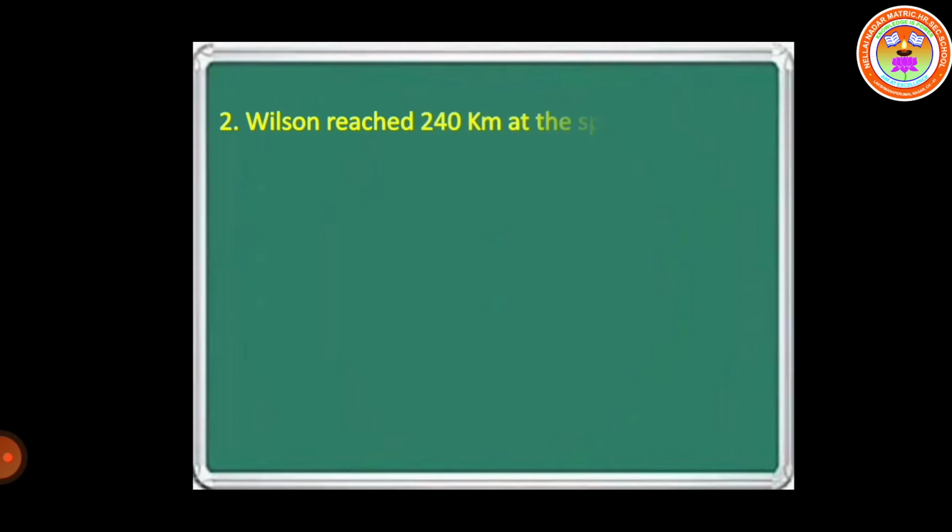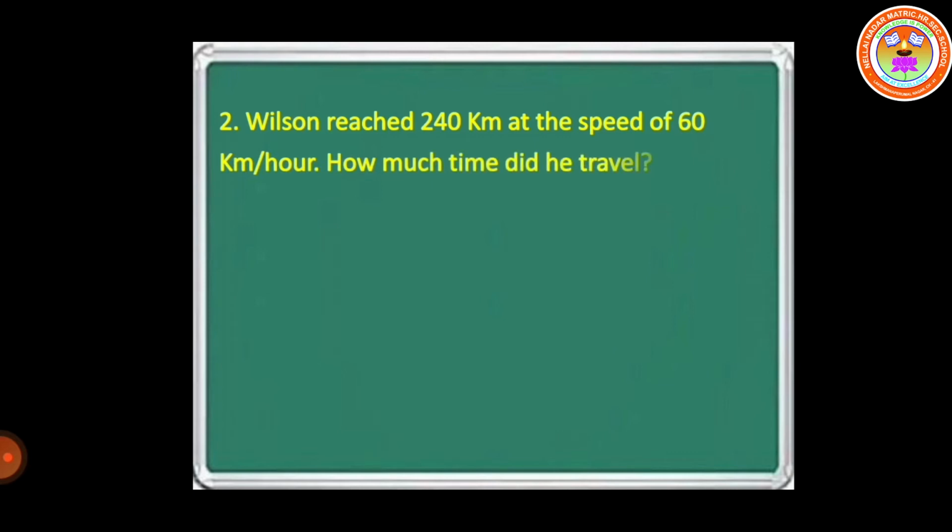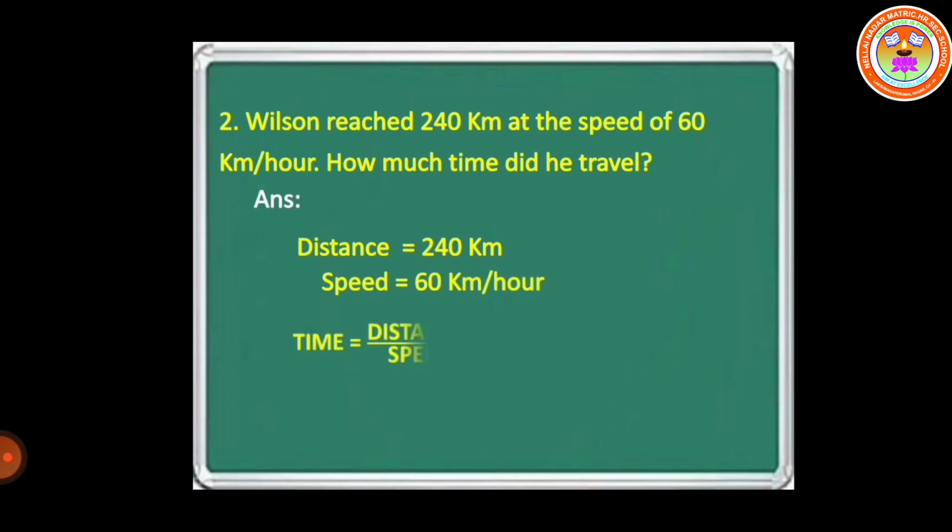See the question. Wilson reached 240 km at the speed of 60 km per hour. How much time did he travel? So what all is given? Distance equal to 240 km. Speed is equal to 60 km per hour. What we have to find? Time. What is the relation? Distance by speed. Substitute the values.